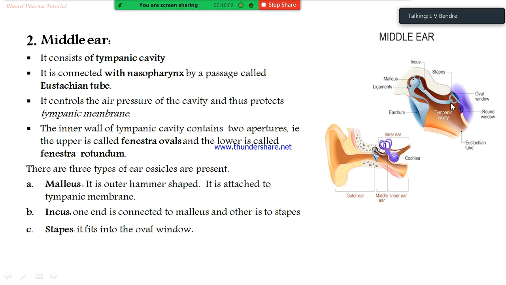Next, the stapes. It fits into the oval window. This is the oval window.